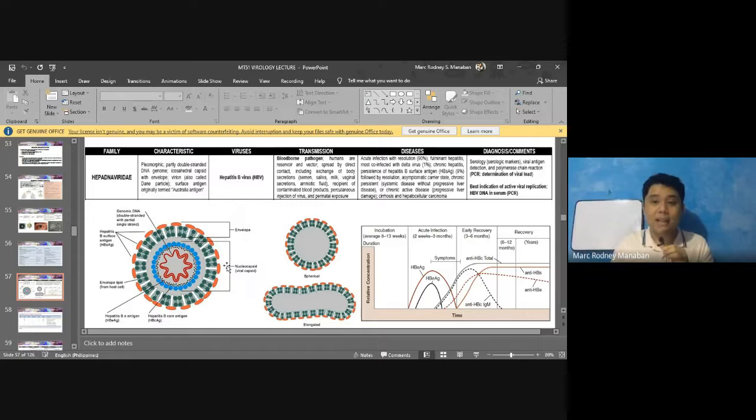Now, how do we diagnose? Of course, most of the time in routine laboratory, it's through serology. So we look at the different serologic markers of your hepatitis B. Okay. Aside from that, of course, we use PCR. And aside from that, we can also quantitate the HBV DNA in your serum, which is the best indication of active viral replication. Because the presence of your DNA in serum, it means the virus is constantly replicating.